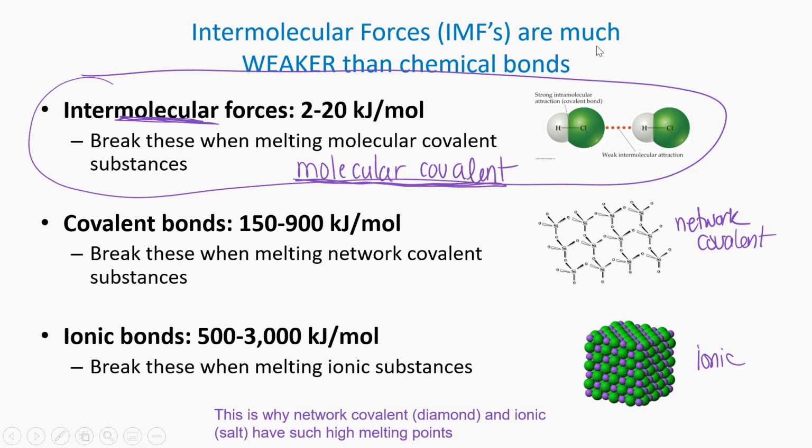So the reason why molecular covalent have such lower melting points is because they're held together by intermolecular forces, which are much weaker than actual bonds. If you want to actually break a bond, it's going to take a lot more energy. So these ones are going to have much higher melting points than your molecular covalent substances.